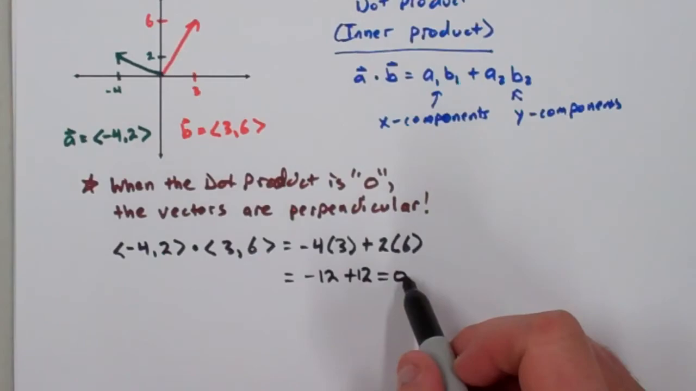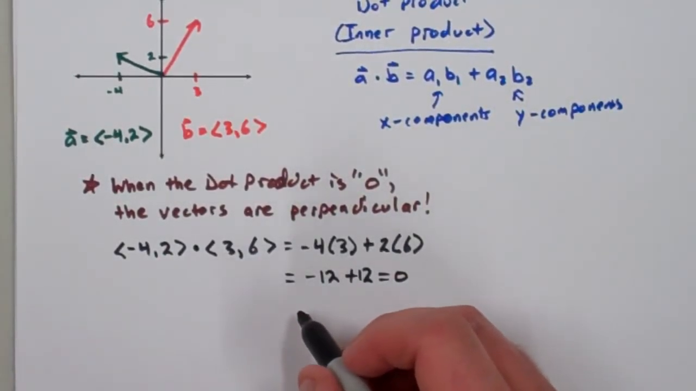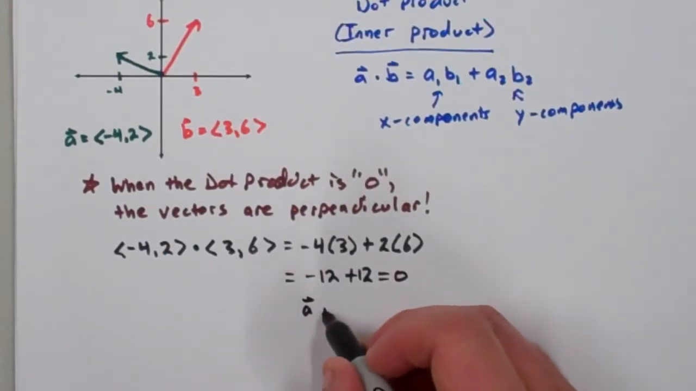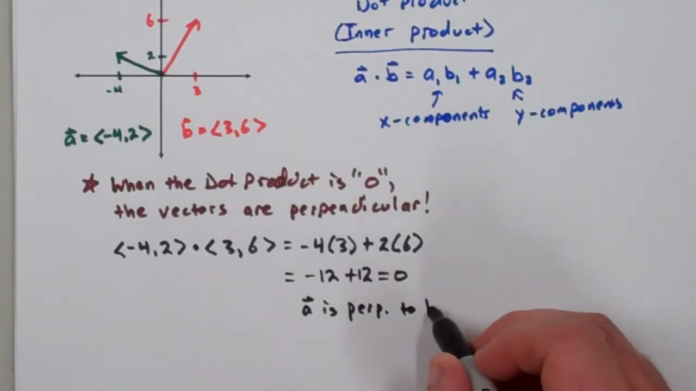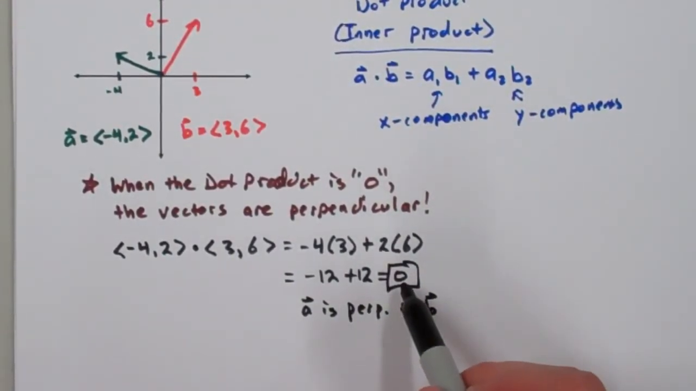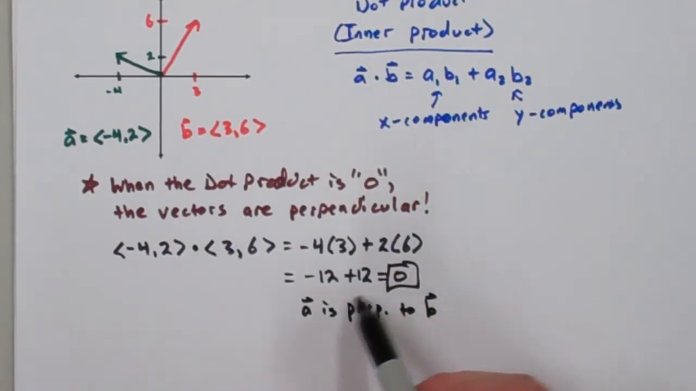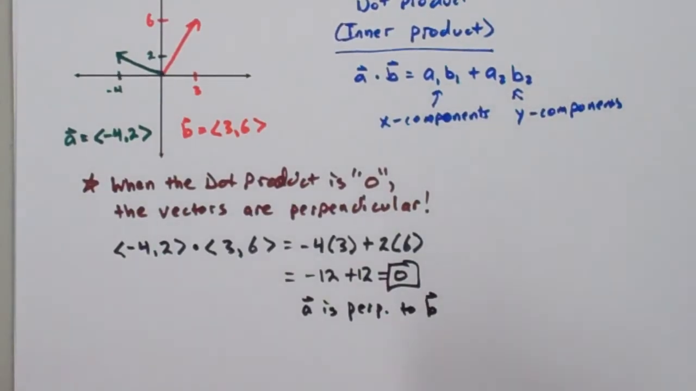So if this is the case, then we can say that the two vectors are perpendicular. So we could say that A is perpendicular to B. So the actual dot product itself is this value here. If it's 0, A is perpendicular to B. If it's not 0, then A is not perpendicular to B.